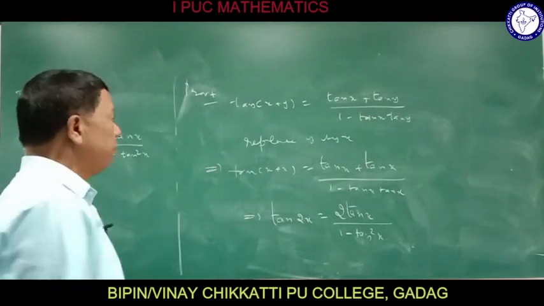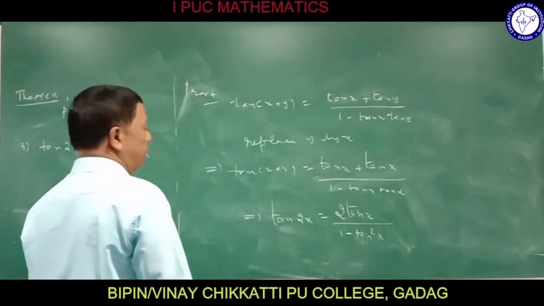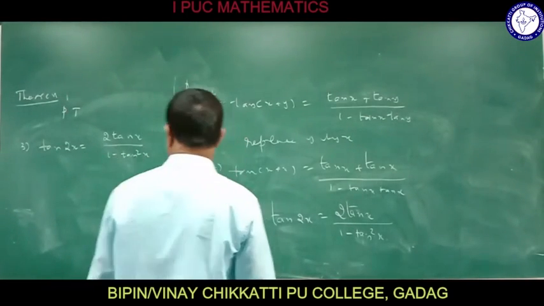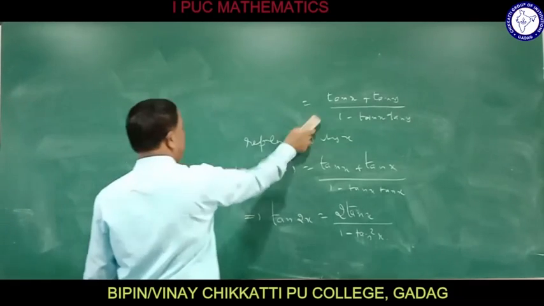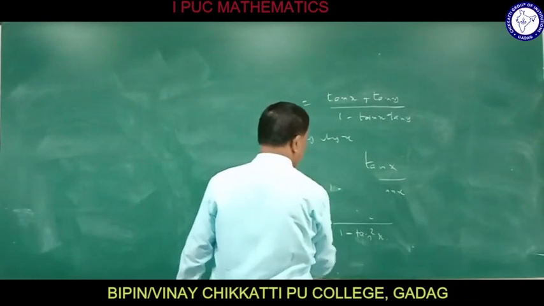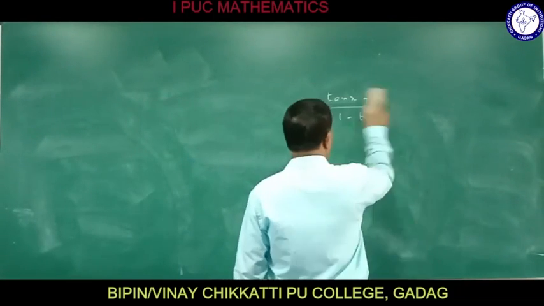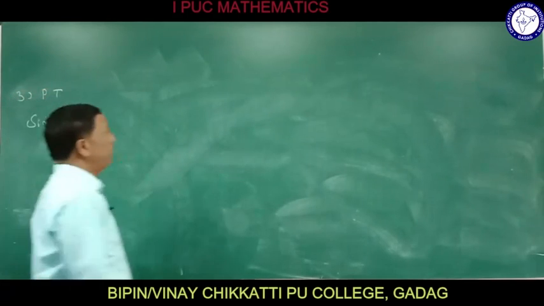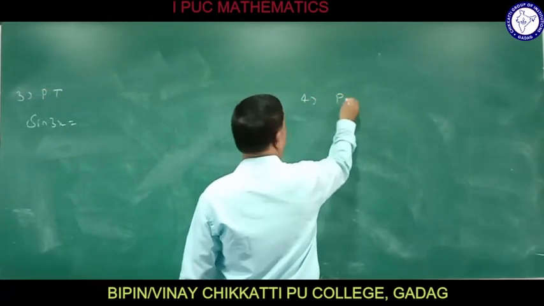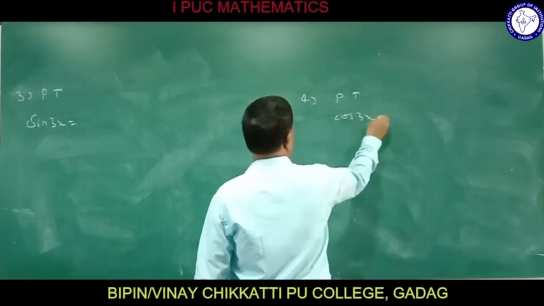Similarly, we try for 3x. That is called submultiple angles. Later on we take sin 3x, cos 3x and tan 3x. If we prove these three identities, one thing you remember, they may ask you to prove the same results in the examination. Number 1, 2, 3. So I write, prove that sin 3x is equal to what? And next number 4, prove that cos 3x is equal to how much?